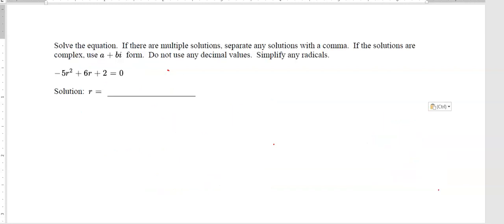Now, our next equation asks us to solve a quadratic. You could try to factor it. It's not going to be factorable, but you could try, and if it were, you could use factoring. I'm going to go ahead and try the quadratic formula, which you must memorize.